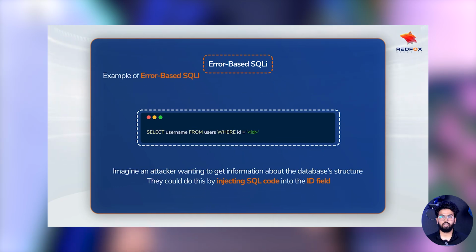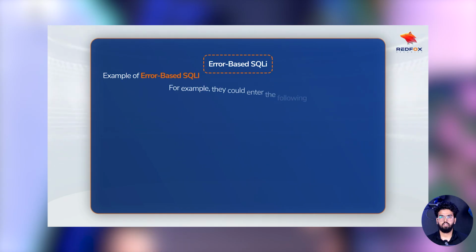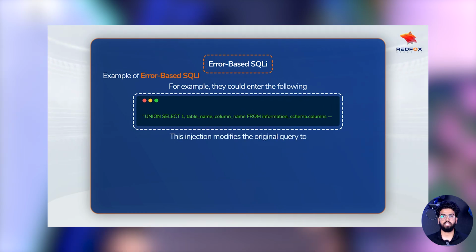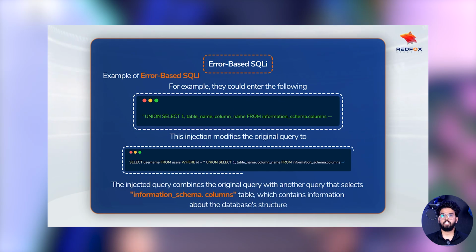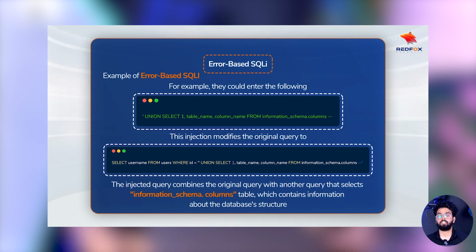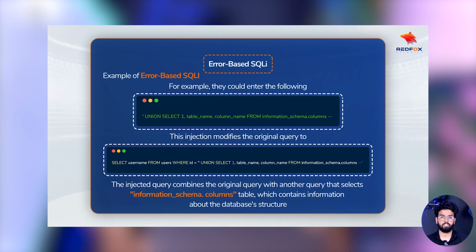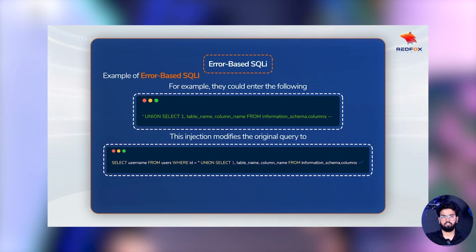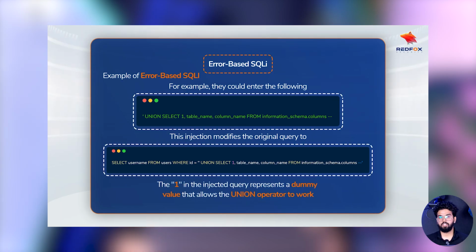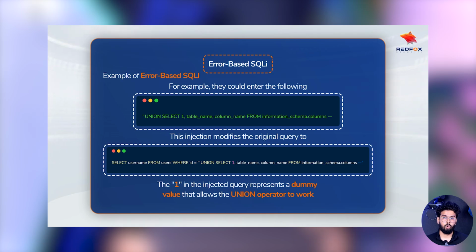Imagine an attacker wanting to get information about the database structure. They could do this by injecting SQL code into the ID field. For example, they could enter the following. This injection modifies the original query to this. The injected query then combines the original query with another query that selects the information schema table, which contains the information about the database structure. The 1 in the injected query represents a dummy value that allows the union operator to work.